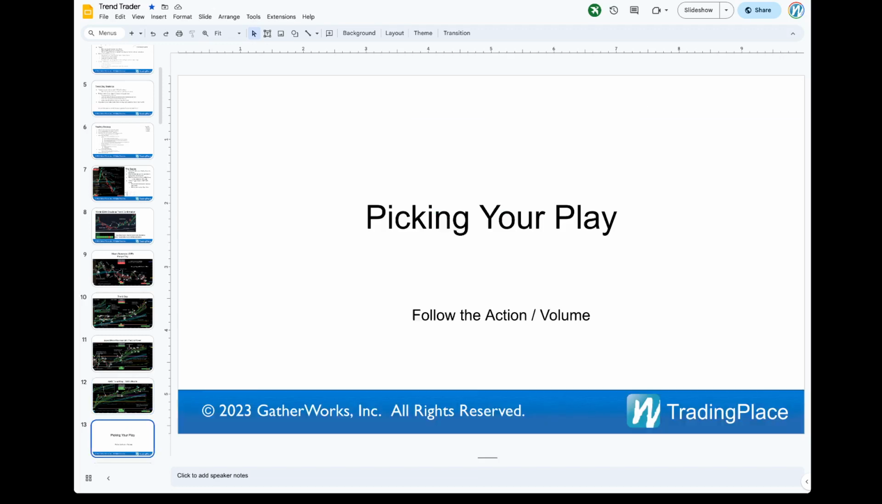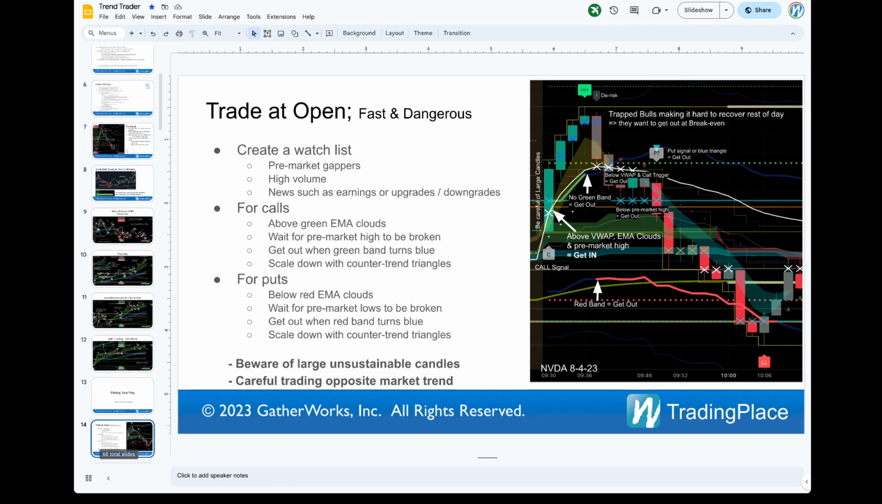Okay, good. So now let's talk about picking your play, because obviously you have a watch list. You want to make sure you do the right thing. You can trade the open, but again, you want to ignore that very first candle. That's the amateur candle. That's where they fake you out a lot. We trade under 2 minutes, so you want to wait a candle or two to see what's happening. And then you want to scalp it.